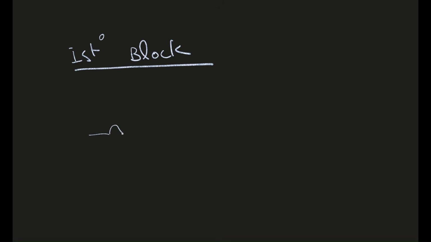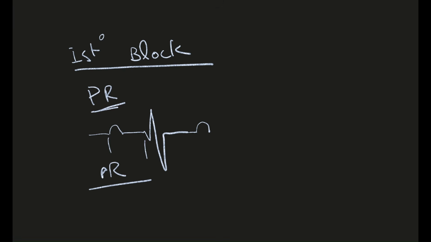If I draw this P, QRS complex, and T wave. Remember, I told you there are a few segments and a few intervals. Do you remember that I told you something about the PR interval? This is the PR interval. What happens in first degree AV block?